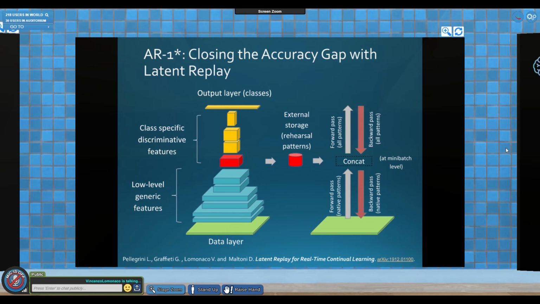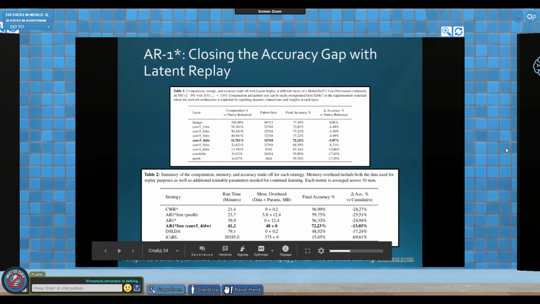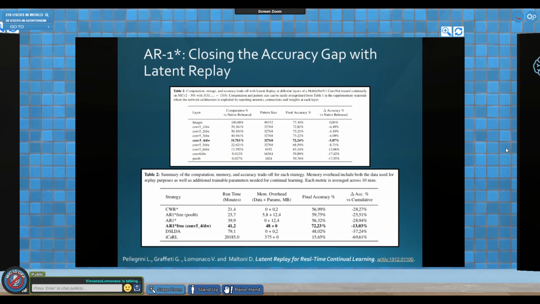And I just show you here the table at slide 34. You can see here that we are just 5 percentage points away from, say, rehearsal from scratch, which is of course more effective in terms of accuracy, but it's much more computationally and memory demanding.